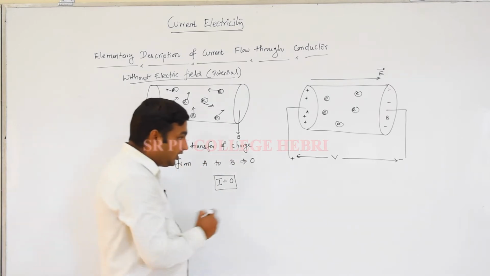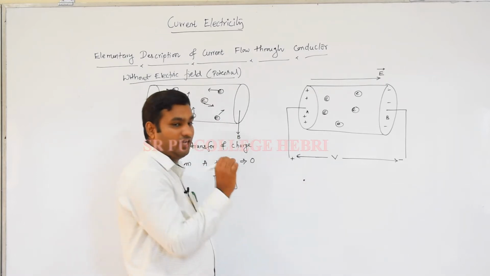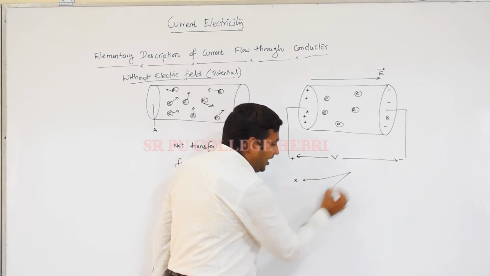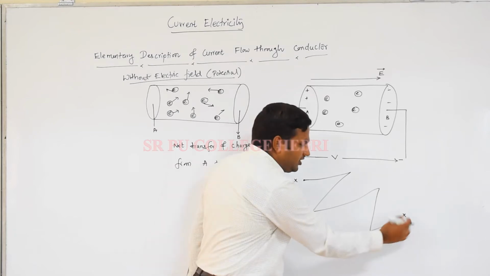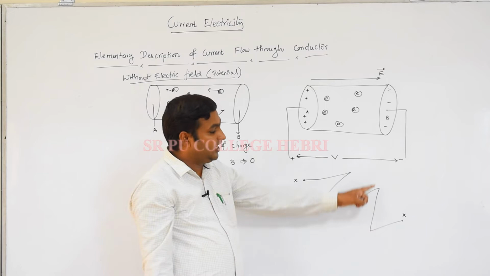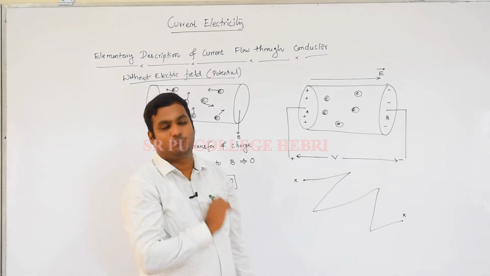Without electric field, each and every charged particle, or electron, moves from X along a zigzag path and somewhere reaches this particular point. Now this is the path for a free electron without electric field, without electric potential.